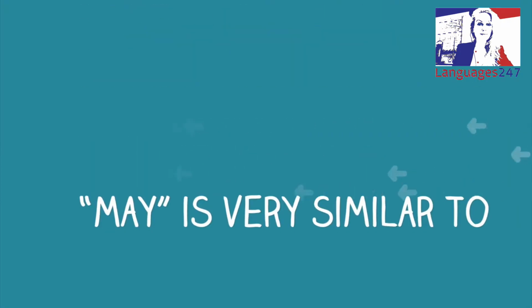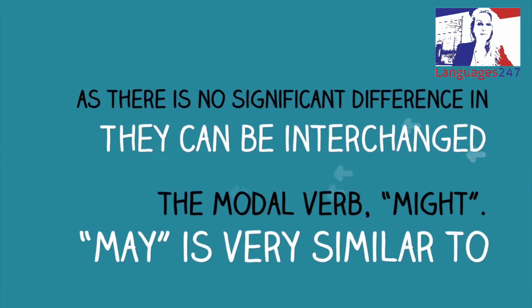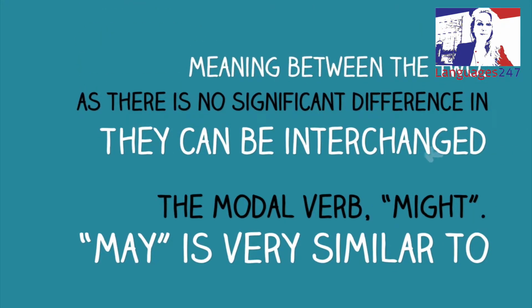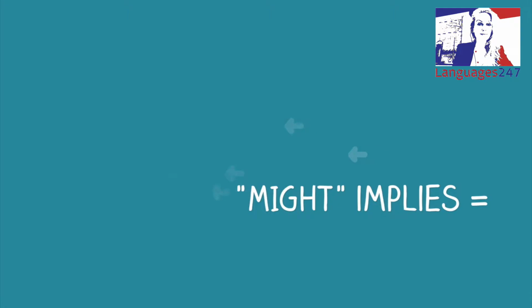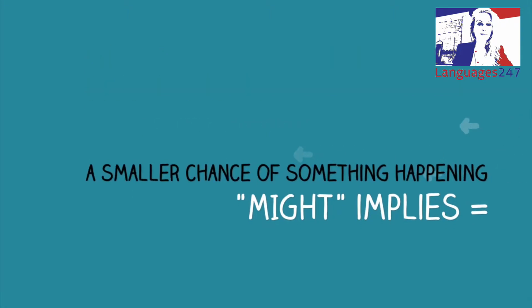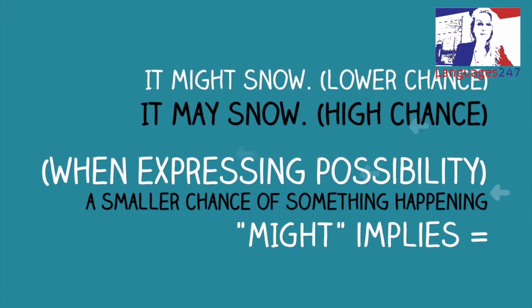May is very similar to the modal verb might. They can be interchanged as there is no significant difference in meaning between the two. Might implies a smaller chance of something happening when expressing possibility. It may snow, high chance. It might snow, lower chance.